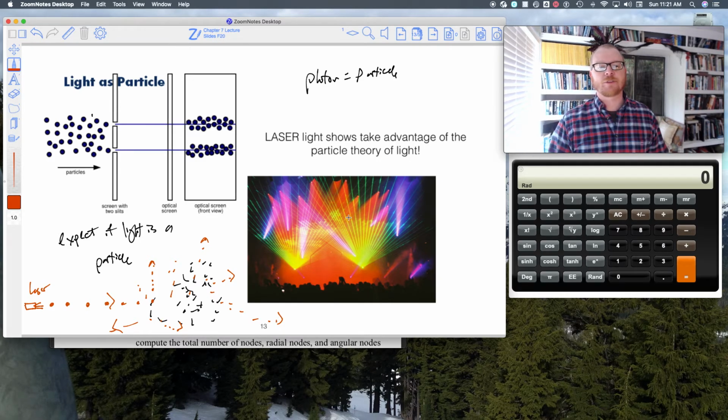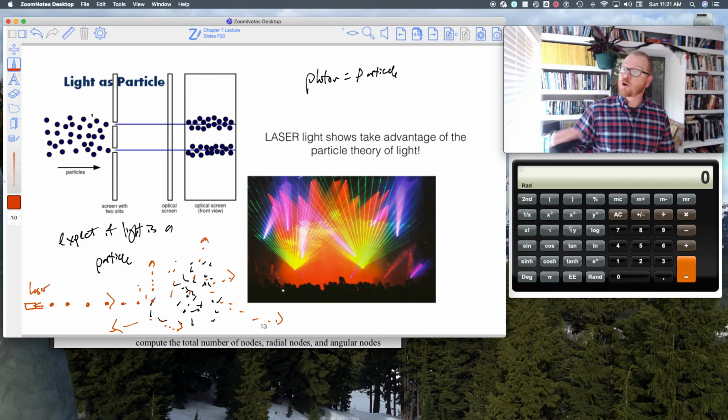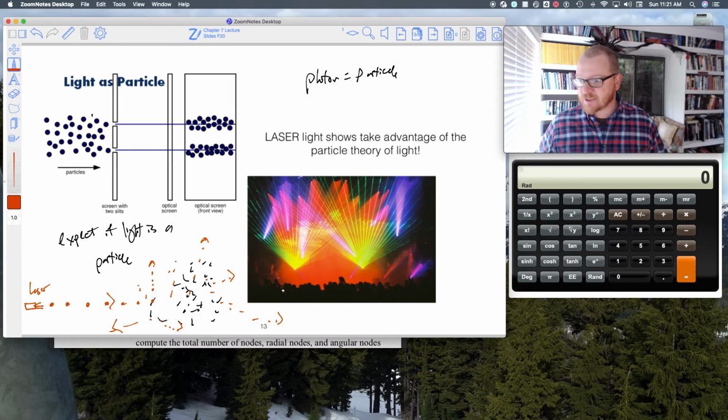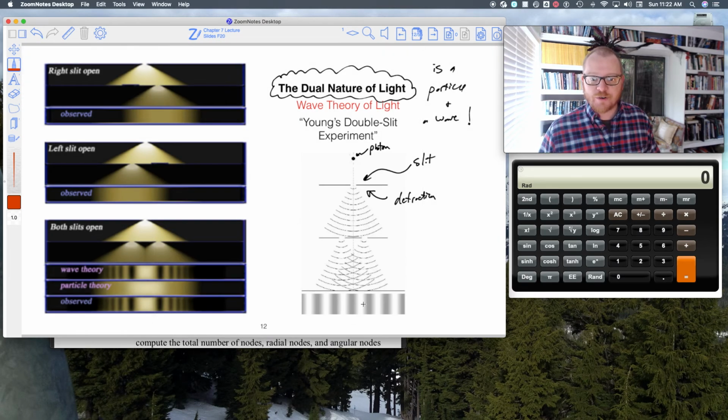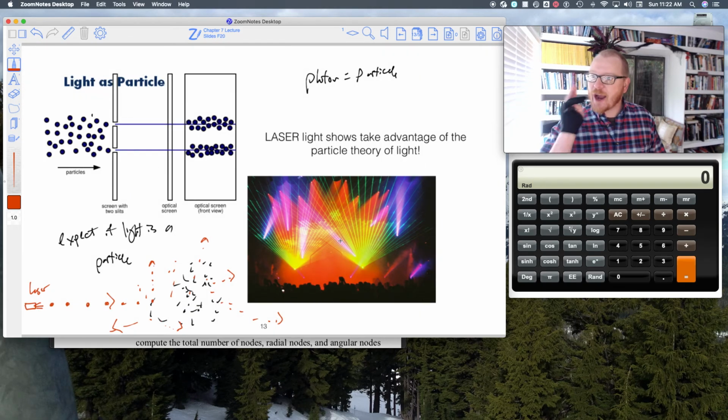So again, the dual nature of light, light acts like a wave, but it's also like a particle. So that photoelectric effect idea that I showed you, that's kind of light acting like a particle. The Young's double slit experiment and these interference patterns, that's light acting as a wave. Laser light shows where you actually see that beam of light because it's being scattered off of some like smoke particle or some aerosol, that's light acting as a particle. So we kind of have to accept that the current state of physics on light is that it's both. It's both a wave and a particle.